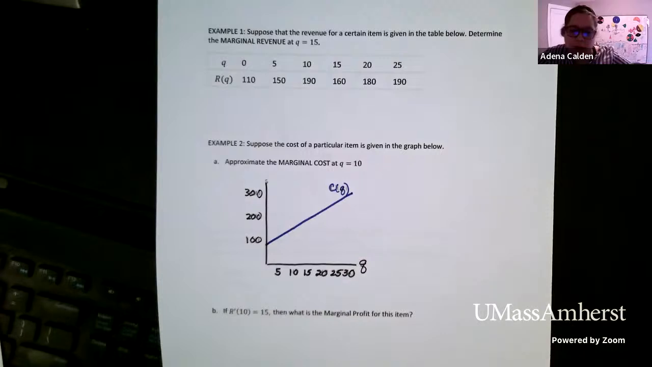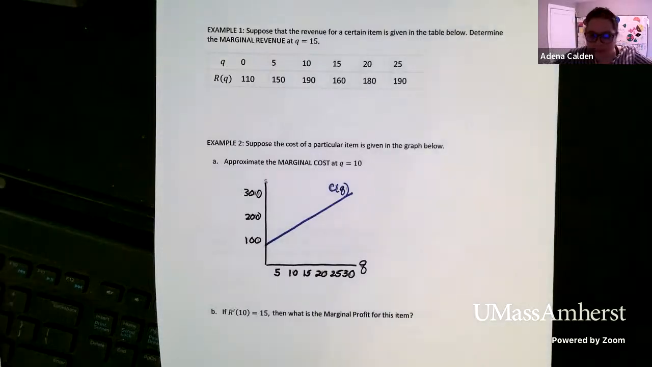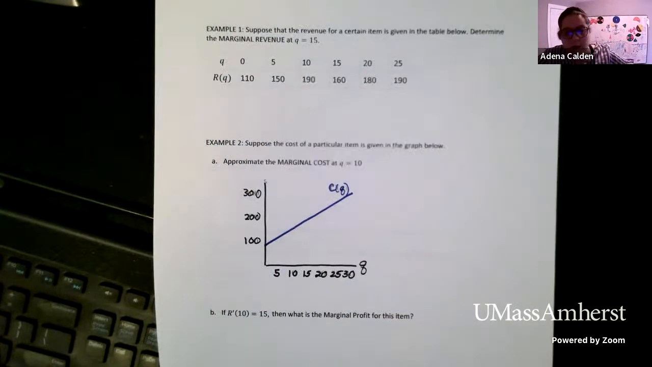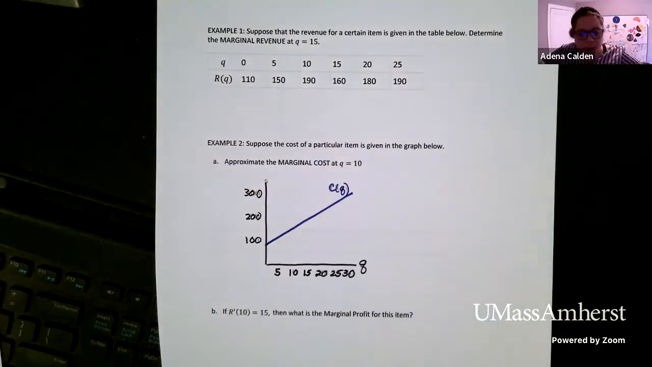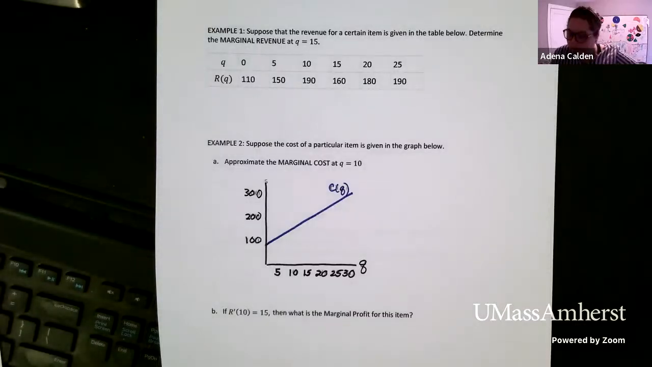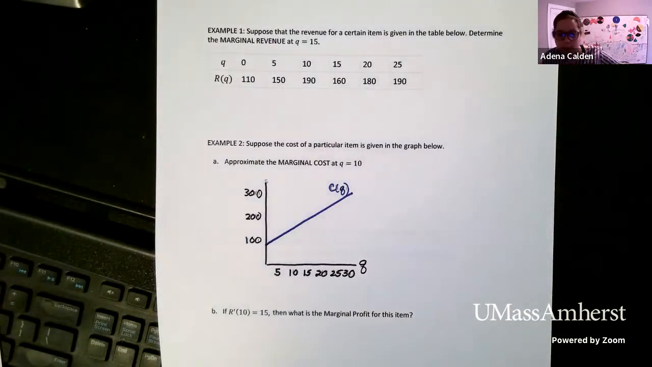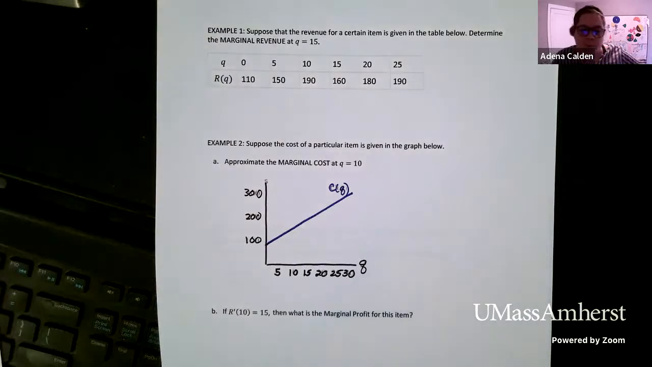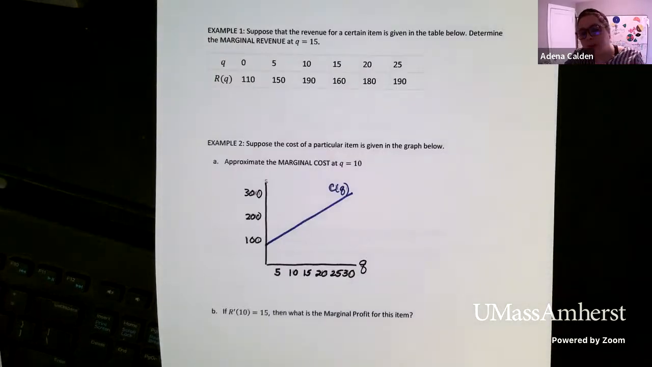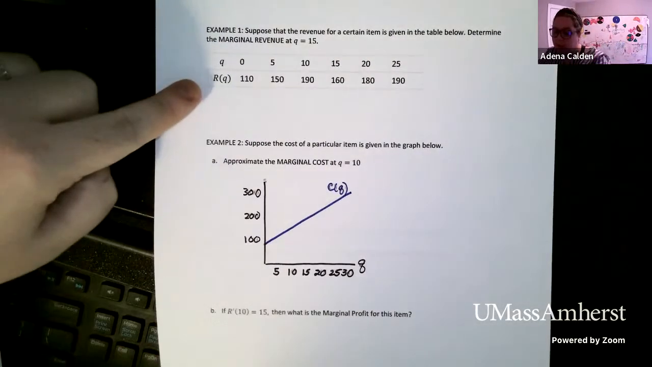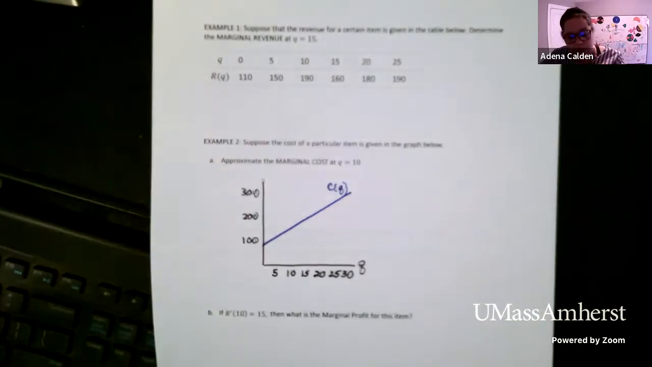Okay, I'm also going to have you try example 2. So suppose the cost of a particular item is given in the graph below. So we have this cost function. You can see it's linear. We want to approximate the marginal cost at Q equals 10. And then for part B, if R prime of 10 equals 15, so this pairs with part A, then what is the marginal profit for this item? So you have to do part A before you can do part B. Part B gives you some additional information so that you can solve the problem. So what I would like you to do is both of these examples, so practicing on a table and on a graph. I'll give you 3 minutes, try it out, and then we'll go through these 2 examples together.